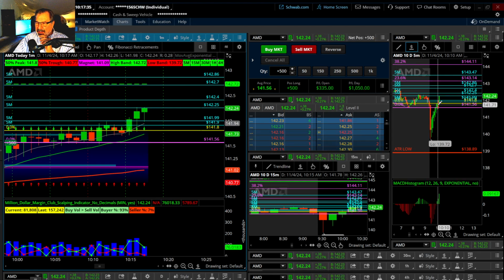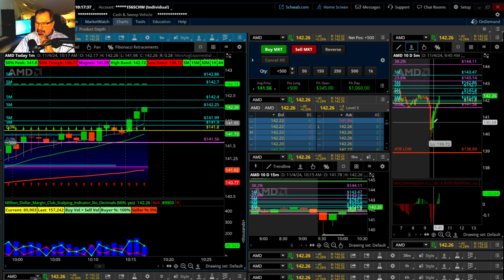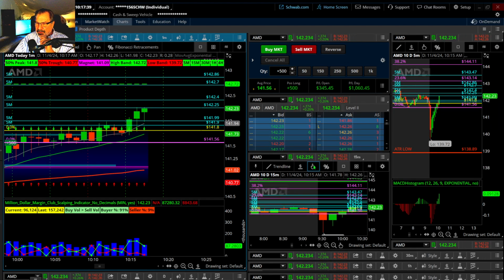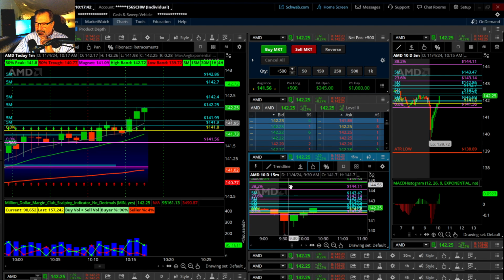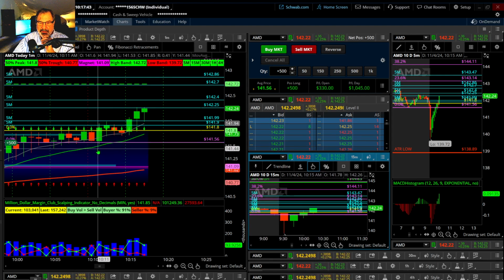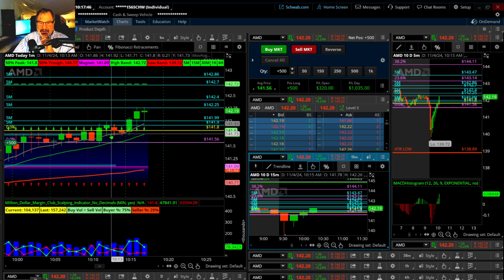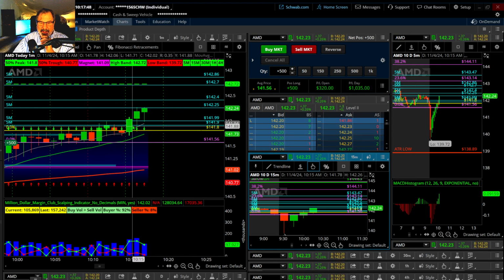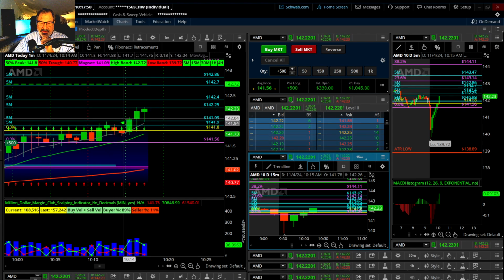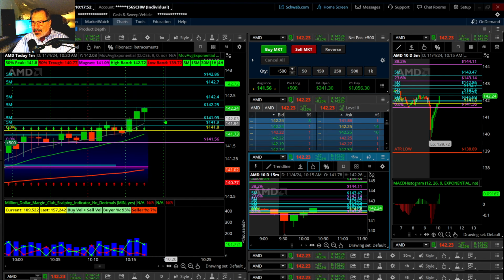Now, we had a little pullback there with a doji, but it already said, nope, it's going up still. So, yeah, this bull flag is wicked strong, and it fulfilled its move already. It finished the bull flag move. So let's see what people think of that.